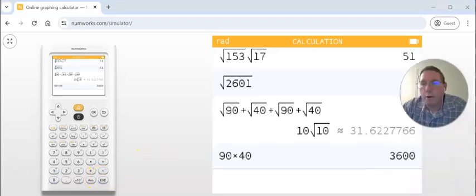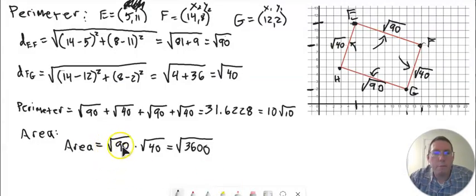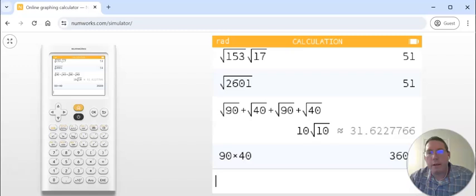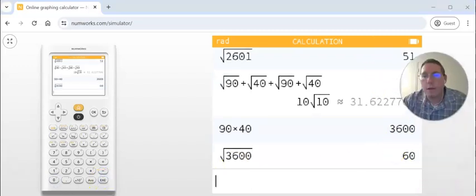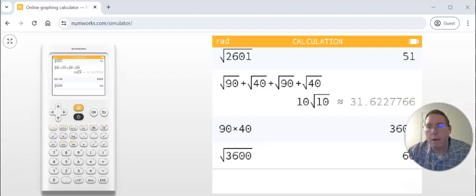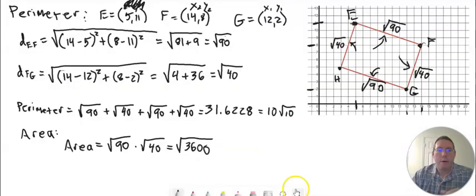Because that's 3600, that means that the square root of 90 times the square root of 40 is the square root of 3600. Now we can do the square root of 3600 in the calculator. So square root of 3600 is going to be 60. Okay, so it's actually a perfect square, so it's 60. And so now the area of this triangle is equal to 60, and that's our final answer.